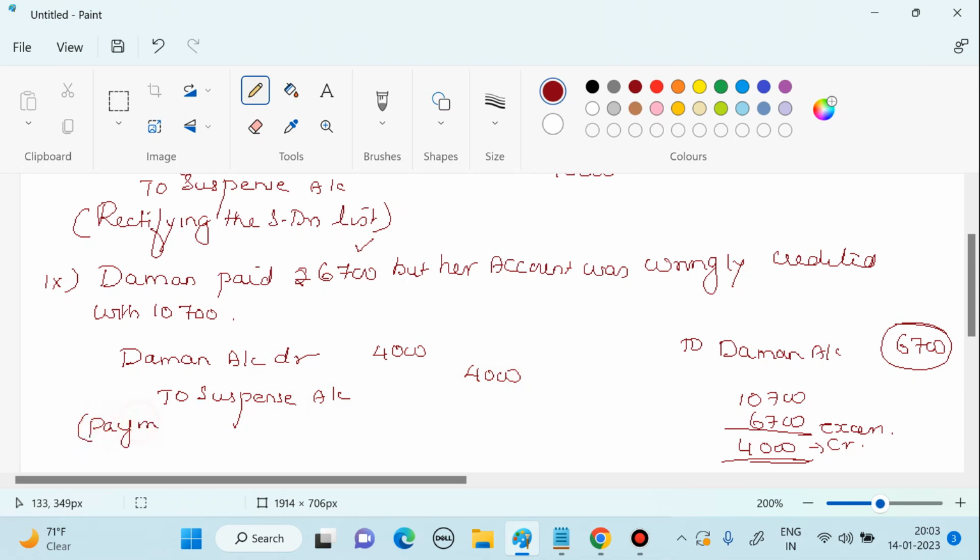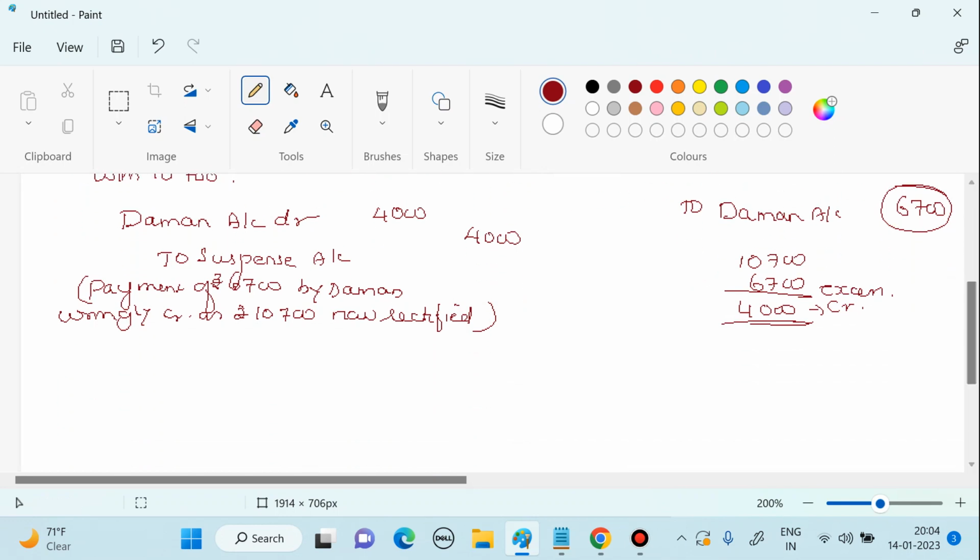The payment of 6,700 rupees by Daman wrongly credited as rupees 10,700, now rectified. That's it. These are the rectification entries. Now finally, we'll also prepare a suspense account. Once you're done with this, let me know. We'll prepare the suspense account. I'm preparing it here.